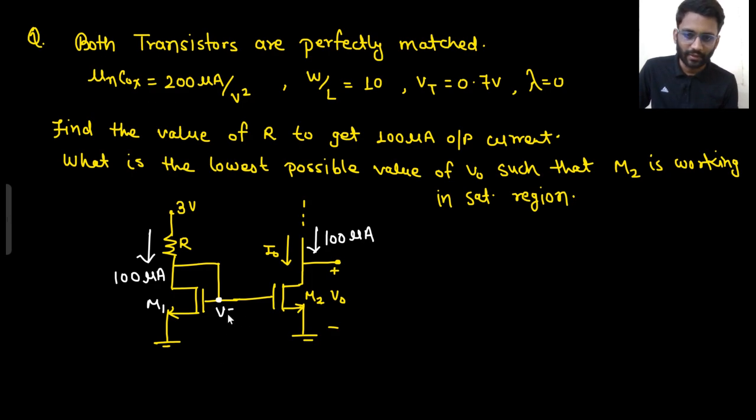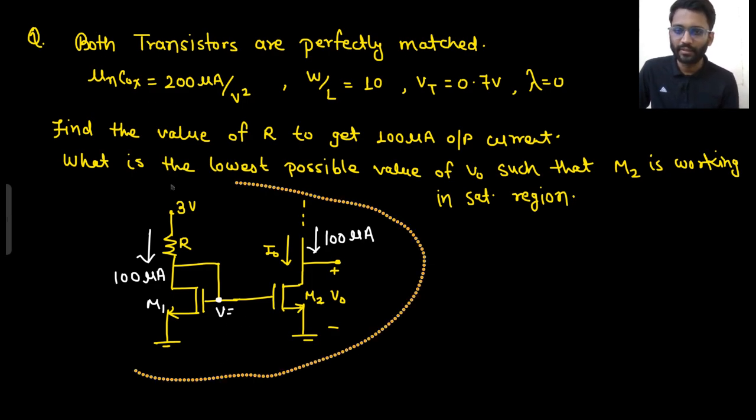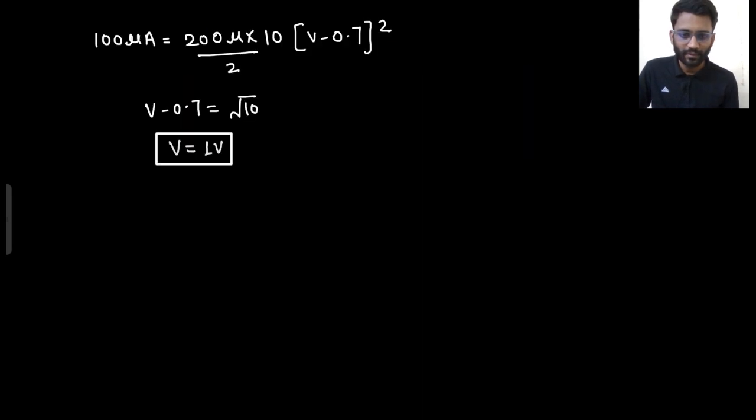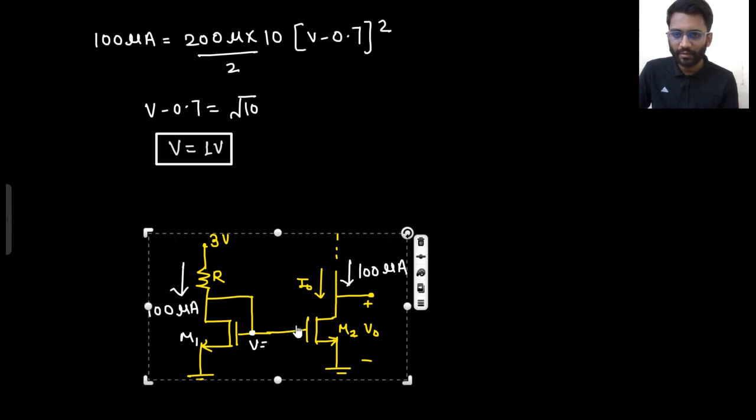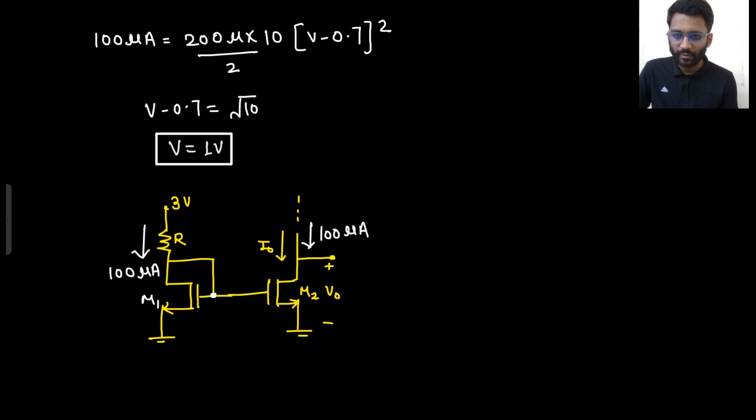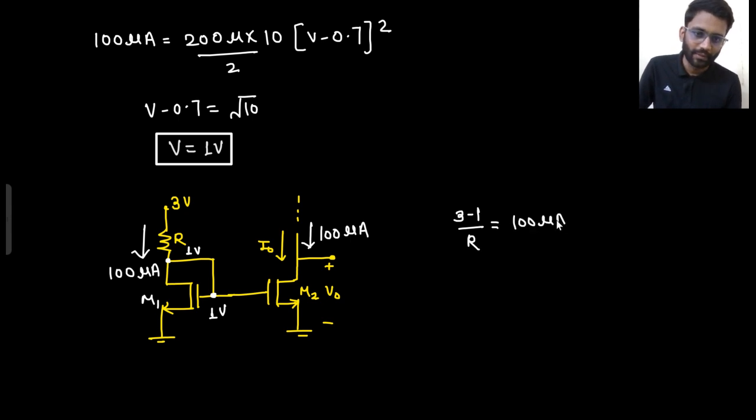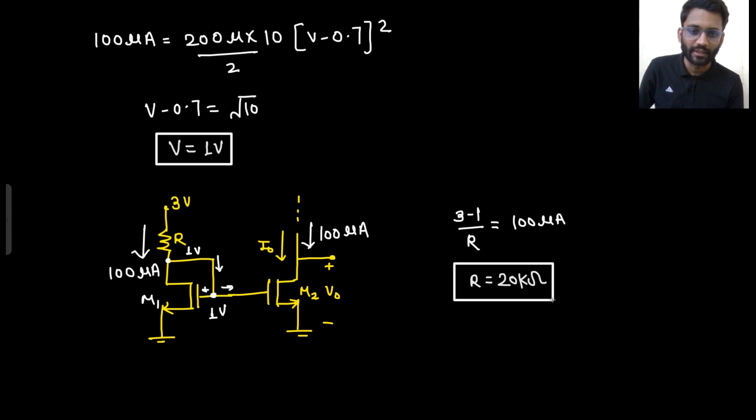So this V we got, that is 1 volt. This we can show in the next page. So this potential came out to be 1 volt. And the same potential will be going here, right? So what do you understand by that? 3 minus 1 by R is equal to 100 microampere. Say yes or no? Because there is 0 ampere current here, 0 ampere current will be coming from here. So 3 minus 1, that means potential drop is 2. 2 by R is equal to 100 microampere. So what is the value of R? That is 20 kilo ohm. The value of R is 20 kilo ohm. That is our first answer.